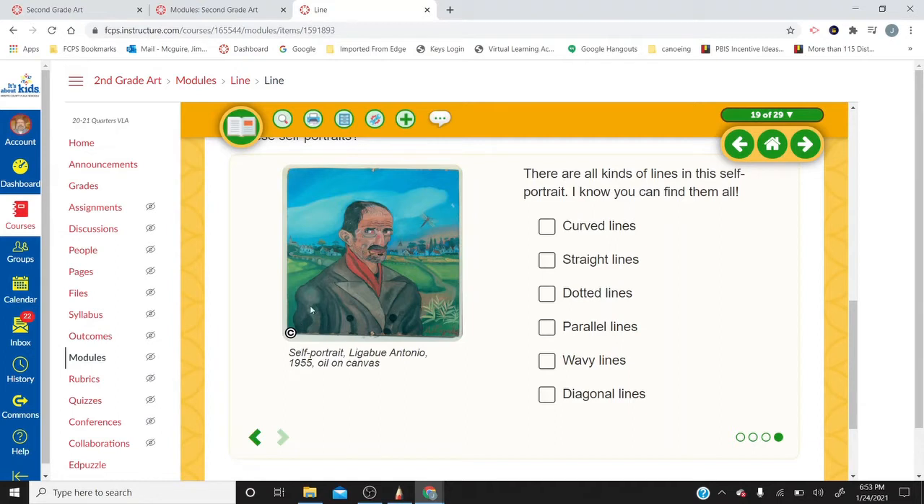Diagonal lines. Now, diagonal lines kind of go up and down from corner to corner. They don't go just left to right or just up and down, but at an angle. So this would be a diagonal line. These would be diagonal lines. This would be a diagonal line. Well, we can find all of those lines in that drawing.